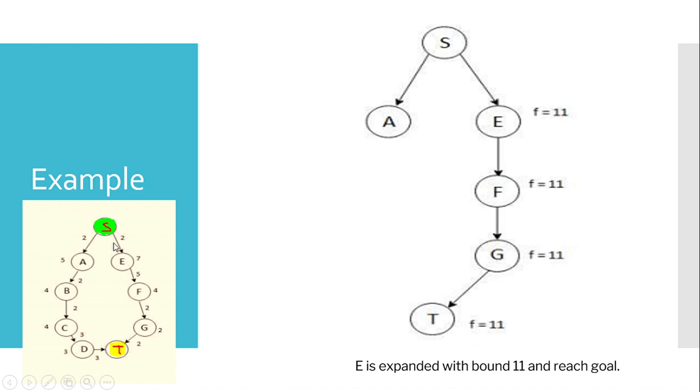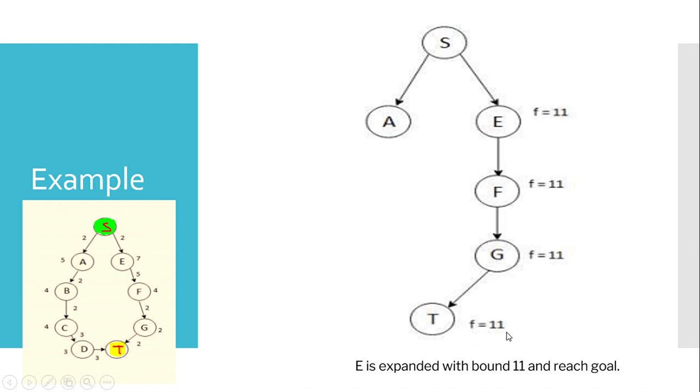So you can see from S to E, E to F, F to G, G to T. The path cost is 2 plus 5, that is 7, 7 plus 2, that is 9, 9 plus 2, that is 11. And for T, the heuristic cost is 0. So that's why the cost of T is coming as 11.